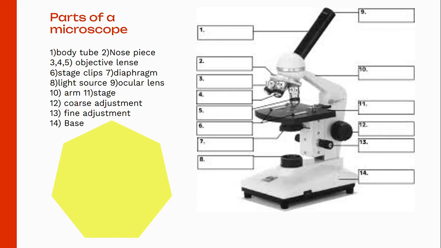6 is going to be the stage clips. 7 is the diaphragm. 8 is the light source. Again, 9 is the ocular lens. 10, we have the arm of the microscope. 11 is the stage, which is what you're going to set the slide on. 12 is the coarse adjustment knob. 13 is the fine adjustment knob. And 14 is the base of the microscope.